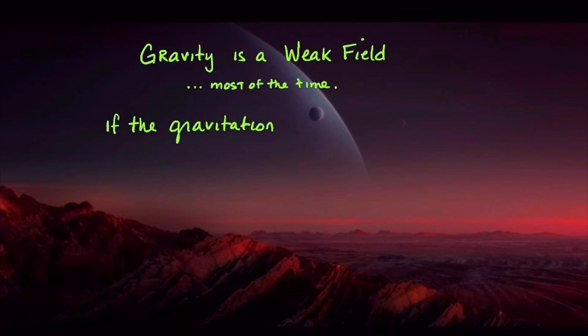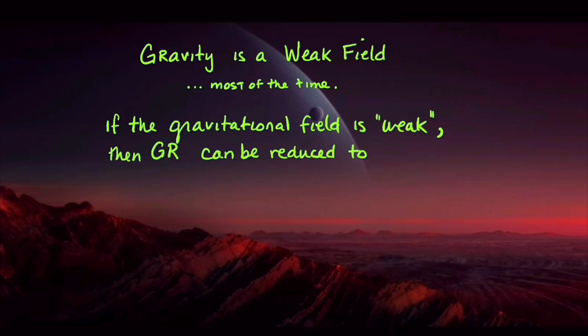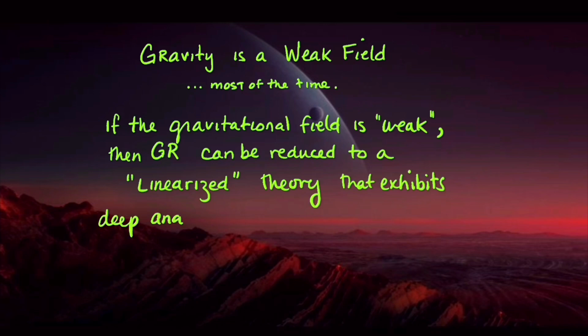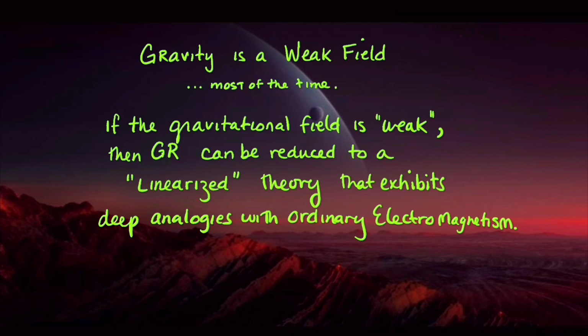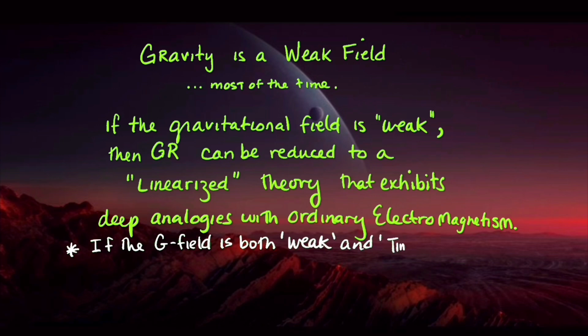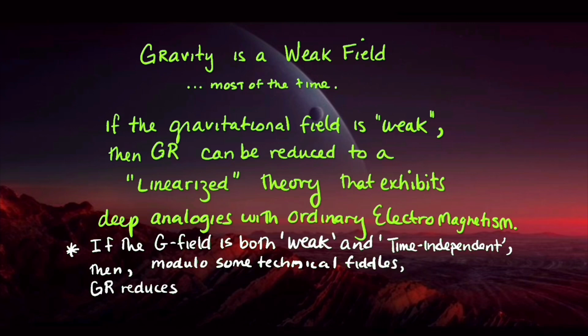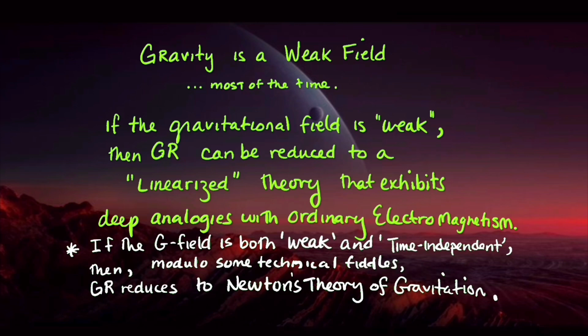Now, one notes that gravity is a weak field most of the time. And if gravity is a weak field, then general relativity can be reduced down to a linearized theory that exhibits deep analogies with ordinary electromagnetism. If the gravity field is both weak and time independent, then modulo some technical fiddles, general relativity reduces down to Newton's theory of gravitation.